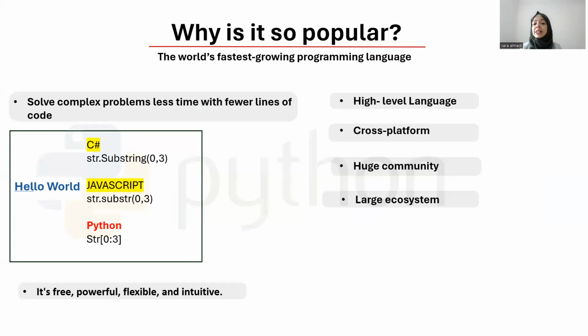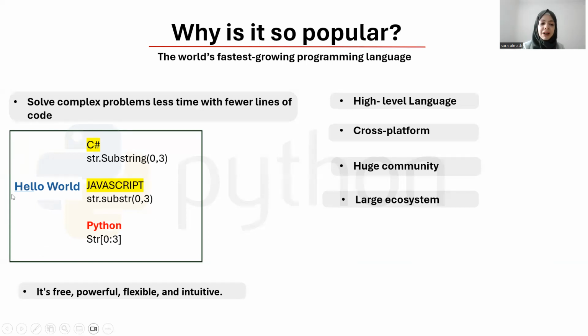So why is Python so popular? Python is popular for different reasons, as we can see here in this slide. Python is considered a very powerful programming language for solving complex problems, saving time, and providing fewer lines of code. Here I have provided a simple example to show how Python can solve a problem while saving our time and requiring fewer lines of code.